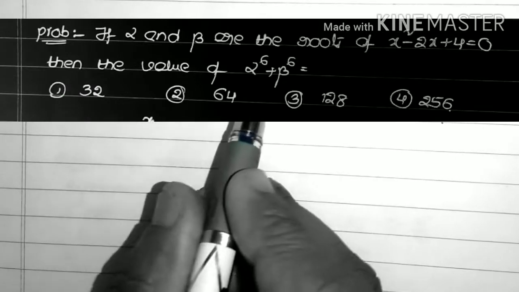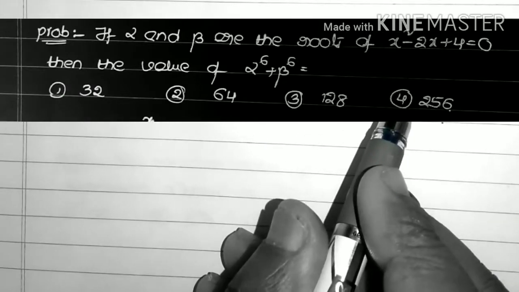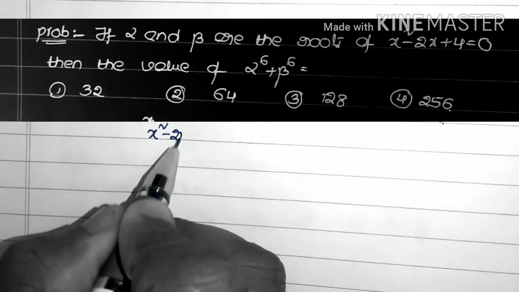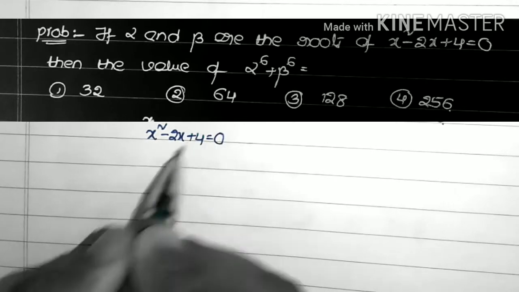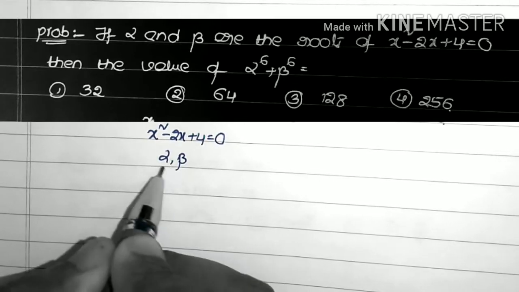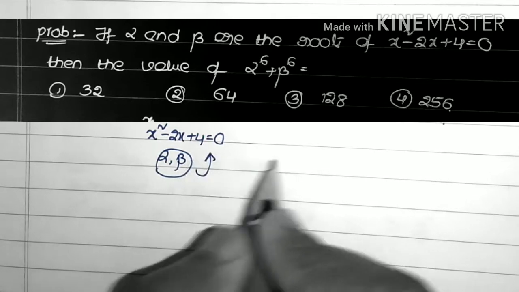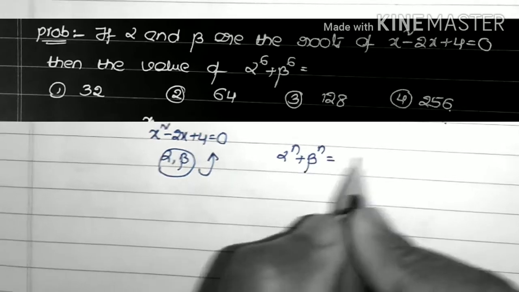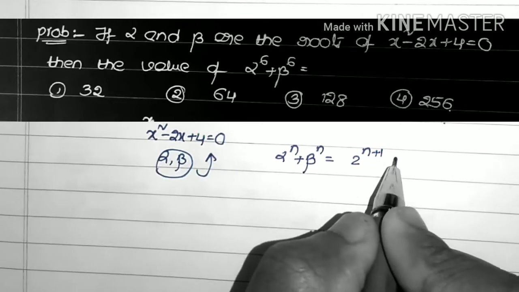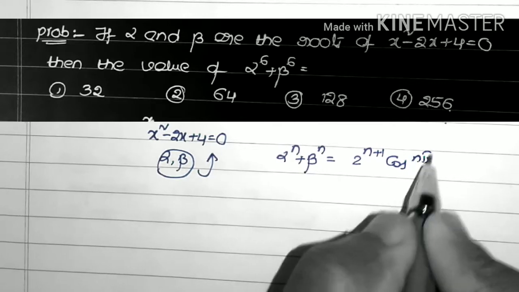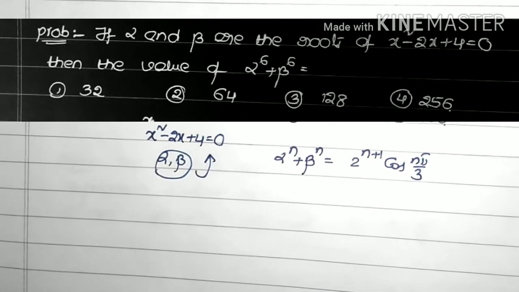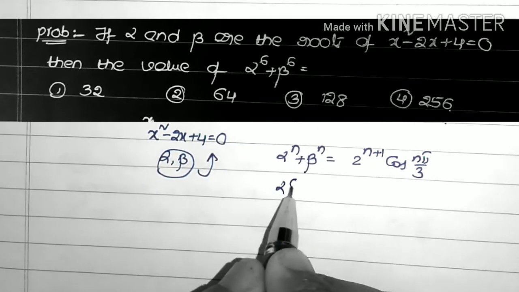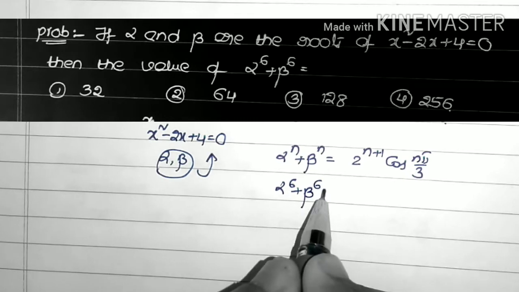Next problem, if alpha and beta are the roots of the equation x square minus 2x plus 4 is equal to 0, then the value of alpha power 6 plus beta power 6. So given equation is x square minus 2x plus 4 equal to 0. Given that alpha, beta are the roots of this equation, then what is the formula? Alpha power n plus beta power n is equal to 2 power n plus 1 into cos n pi by 3. So this is the direct formula. This is the value of alpha power n plus beta power n. But what we want is alpha power 6 plus beta power 6, that is substituting n is equal to 6 in this equation.